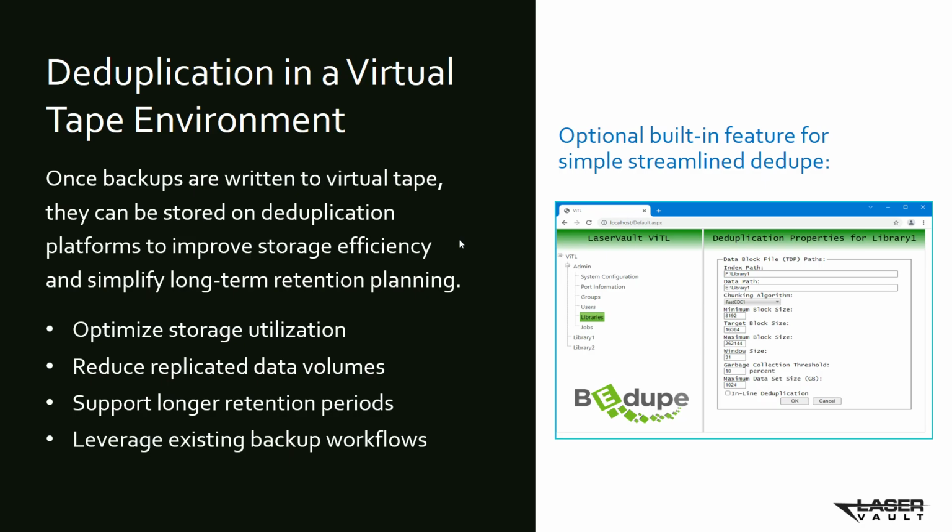So you're going to optimize storage, reduce replication data volumes, and support longer retention periods because your deduplication can be up to 40 to 1 compression. LaserVault, the standard license, does come with compression, which averages 5 to 1. When you add in the deduplication called bdupe, our particular add-on module, you're going to be able to increase your compression up to 40 to 1 because it is doing block level deduplication. And this is also reducing the amount of data that you're replicating from one site to the other. So deduplication is available within LaserVault ViTL.